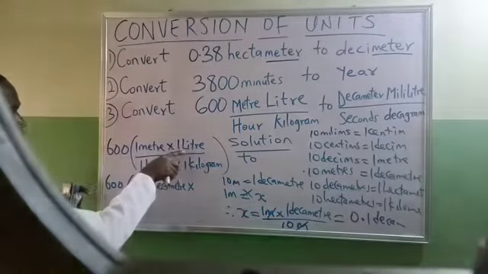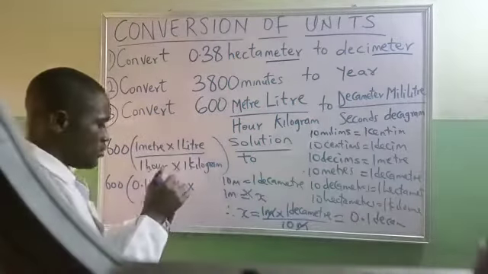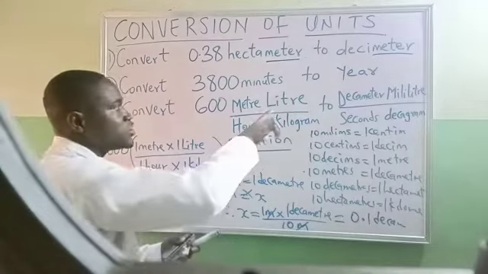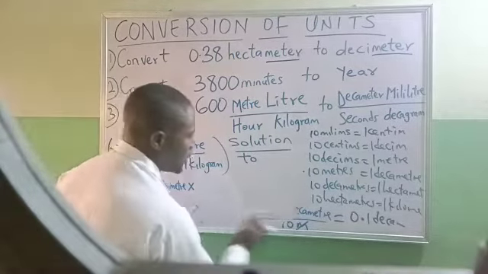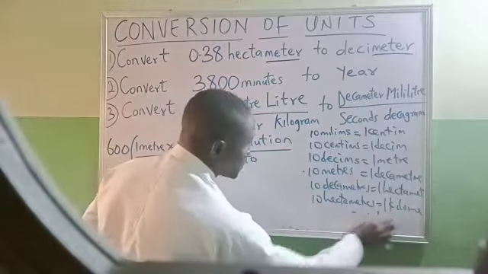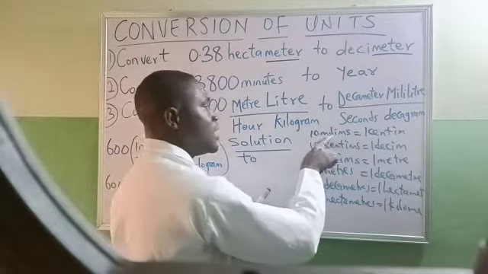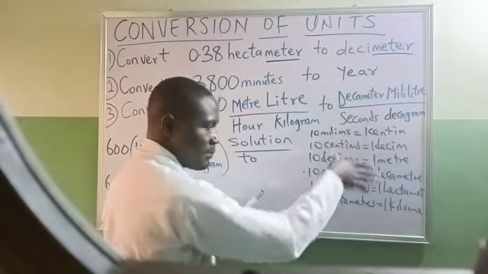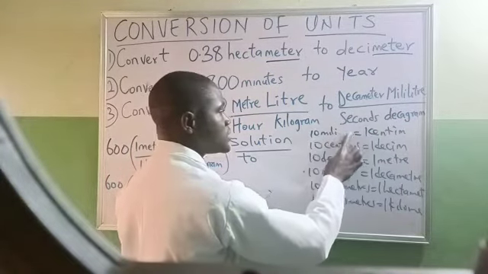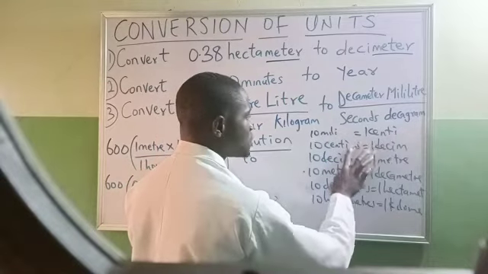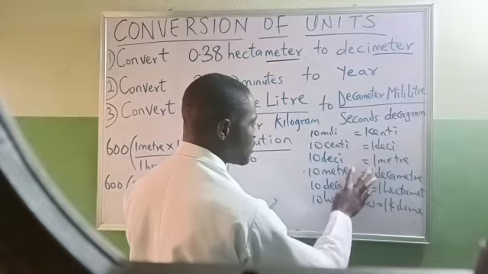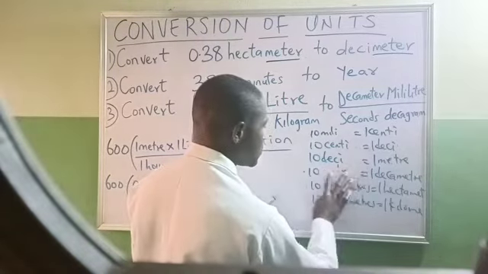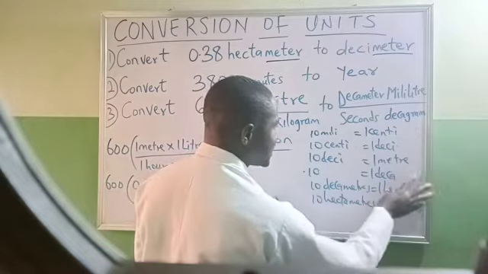Times, I will come to liter. Liter is talking about volume. I will go to volume relationship. Because liter is talking about volume, I look for the relationship between liter and milliliter in volume relationship. In volume relationship, it's important to know that it follows the same pattern, but this place will be changing towards liters, just that we will not be seeing meter here.